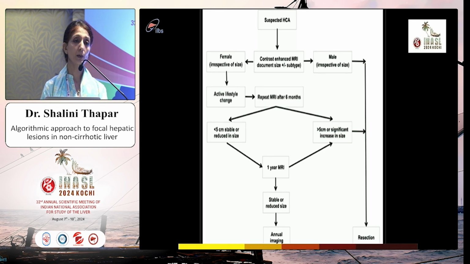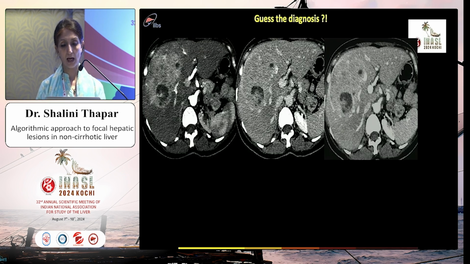Now, adenomas, I'm sure you know the management. Any size adenoma in a male patient goes for resection. And in female, we need to look at the MRI after repeating it every 6 months. If it is less than 5 centimeters, let it be stable. If it is more than 5 centimeters, it goes for resection. And then after 6 months, it can go to an annual follow-up.